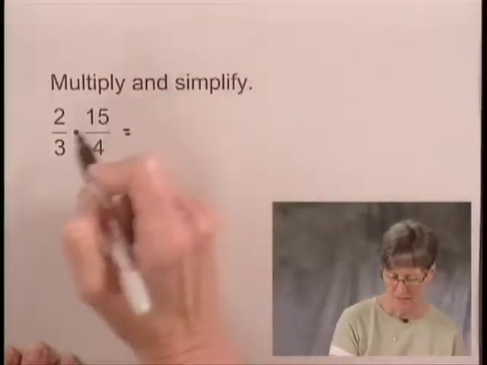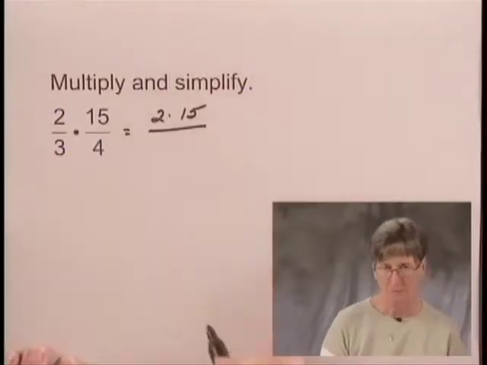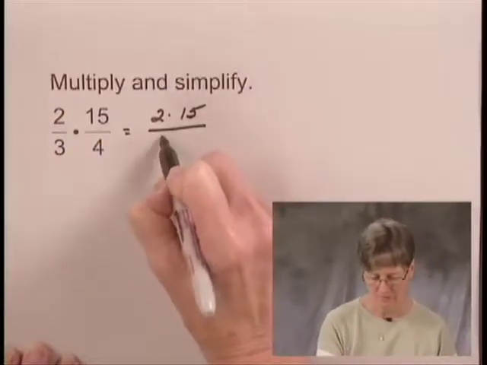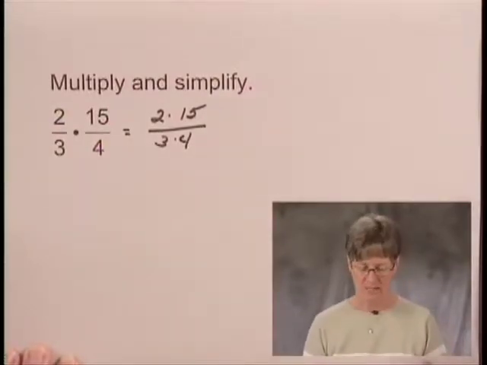So let's do that. Multiplying the numerators, I have 2 times 15. And multiplying the denominators, I have 3 times 4. And now we'd like to simplify this if we can.